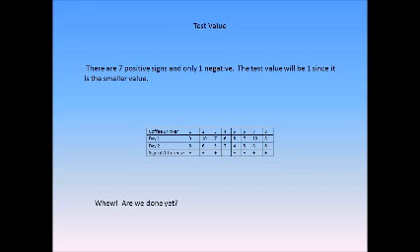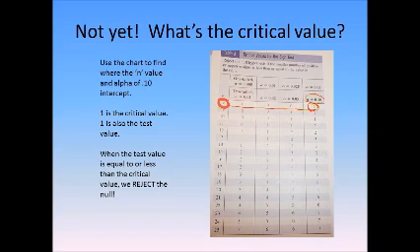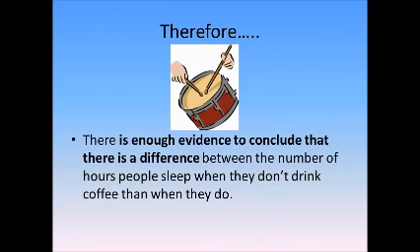That's great. Are we done? Not quite yet. We have to find the critical value. We use the chart at the back of the book, and we find that 1 is the critical value. We remember that 1 was also the test value. When the test value is equal to or less than the critical value, we reject the null. Therefore, there is enough evidence to conclude that there is a difference between the number of hours people sleep when they don't drink coffee and when they do.